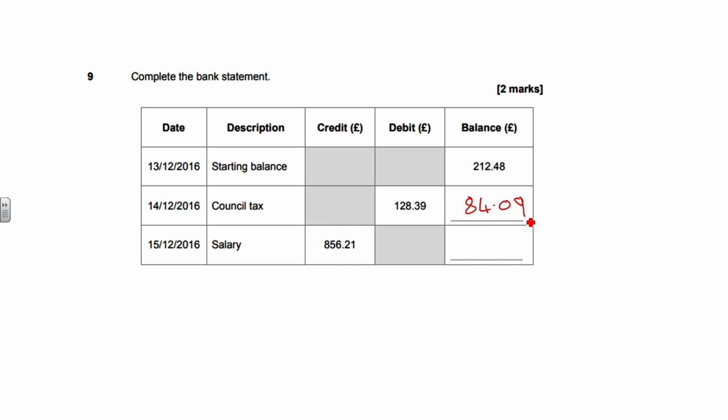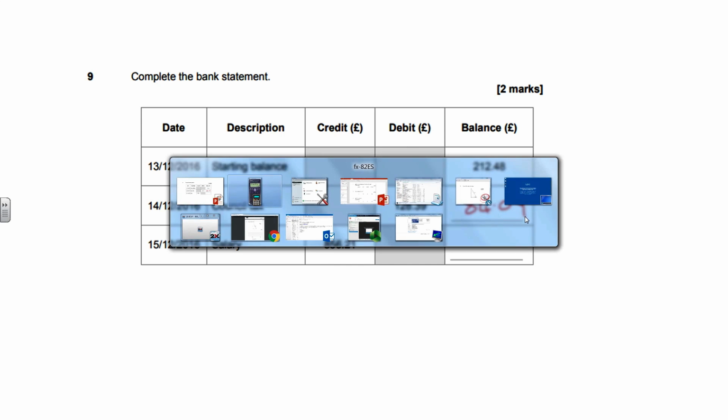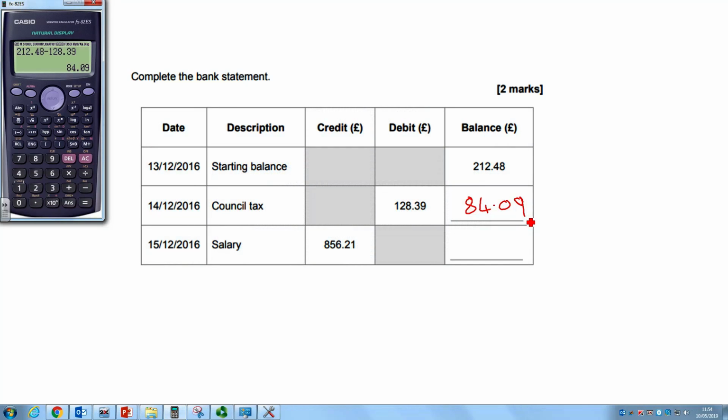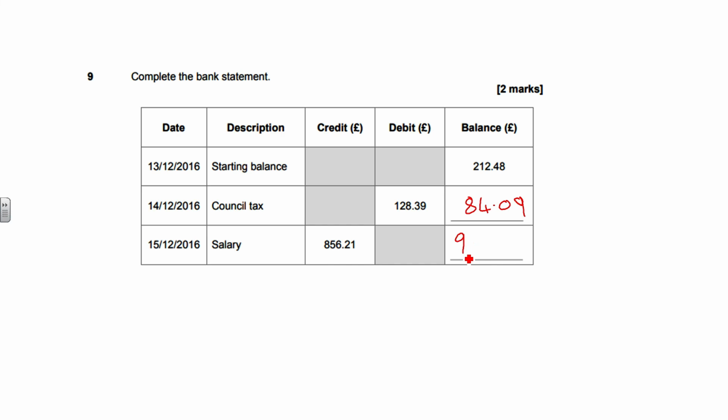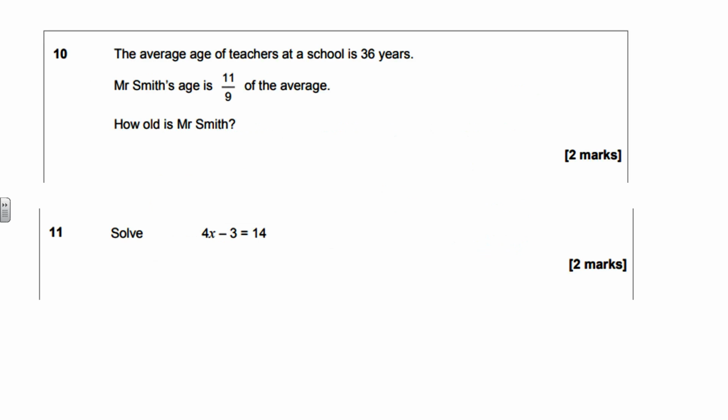Now, the next thing that's going to happen is we actually get paid. Hooray, everybody loves a payday. So that money, our salary, is going to go onto and add onto our balance. So we're going to add the 856.21 to end up with 940.3. Now, important thing with money questions is that when we've got a single decimal place, to remember that we have a 0 on the end there. We always write money with 2 decimal places.